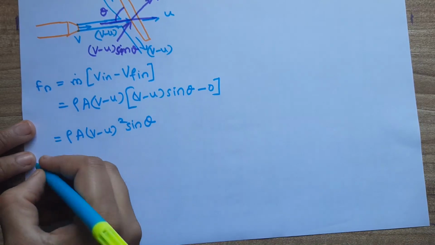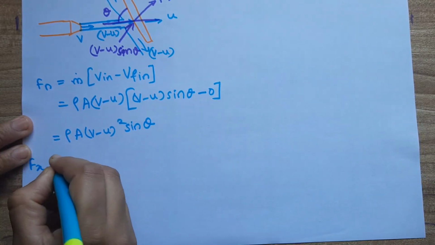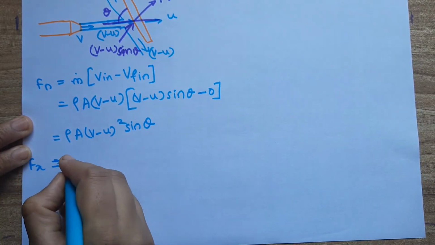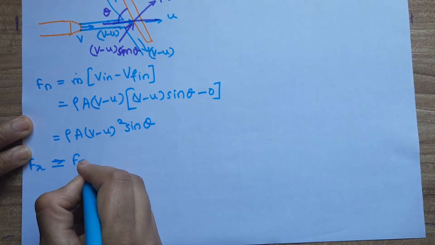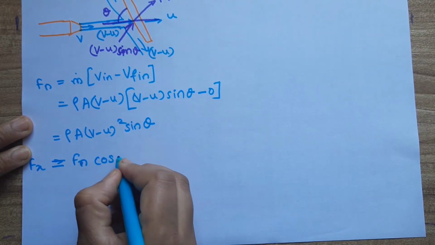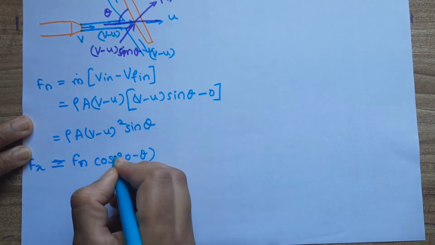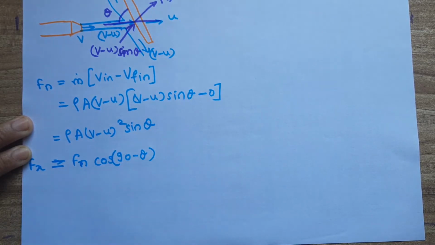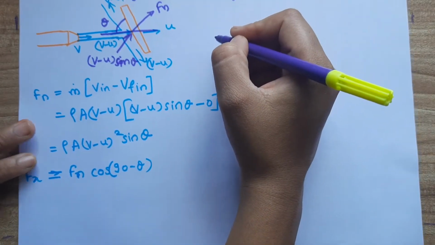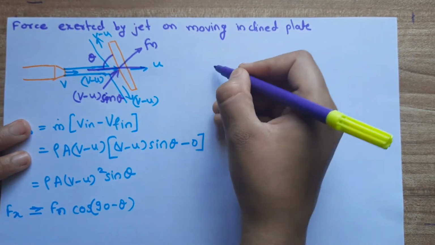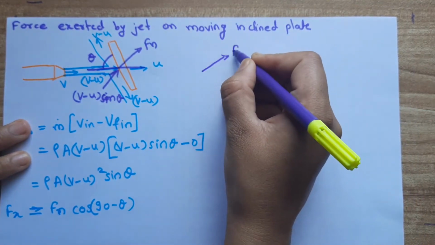Again similarly let's find out the x component of this. It will be equal to Fn into cos of (90 minus theta). Let me draw the system for this again. So here we can see this is what our Fn is.